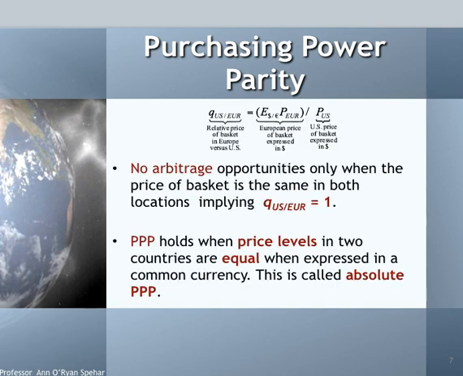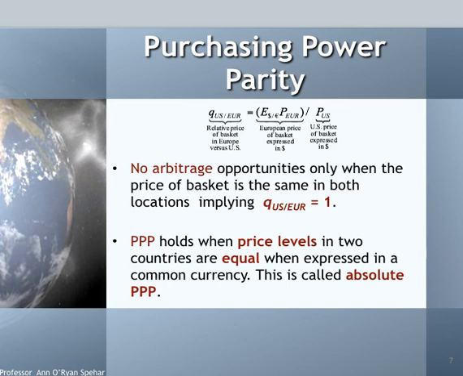So again, once no arbitrage opportunities exist, what we would expect is that the price of the basket should be the same in both locations, implying that Q should equal 1. So purchasing power parity holds when the price levels in two countries are equal when expressed in a common currency. So we have to take that basket of goods and put it into the same currency as the basket we're comparing it to. Here, we're comparing it to the price of a basket in the United States, which is in dollars.